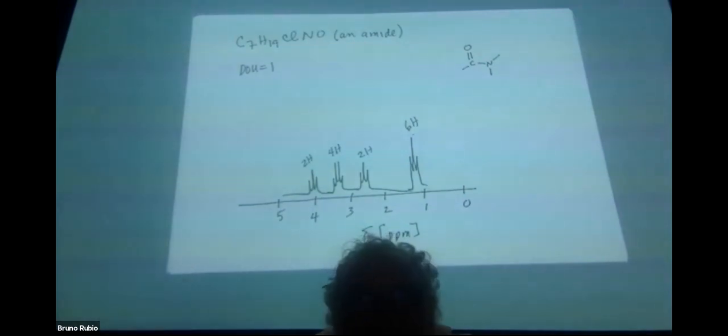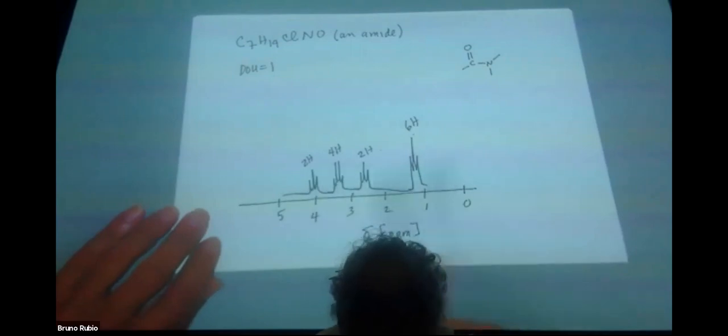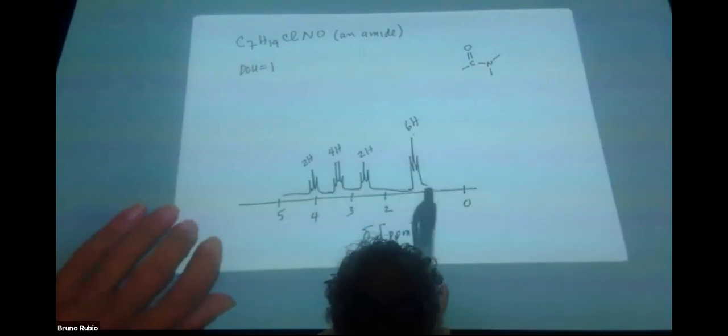Okay, so now to proceed, my advice to you when you're doing problems like this is to start with the most upfield signal or with the most downfield signal. These are usually the ones that are easiest to interpret, and they're the signals that you're going to get the most mileage out of. Don't jump around from one signal to the other. I'm going to start upfield.